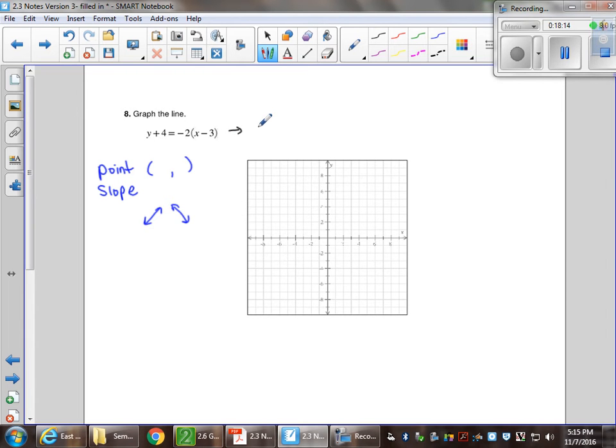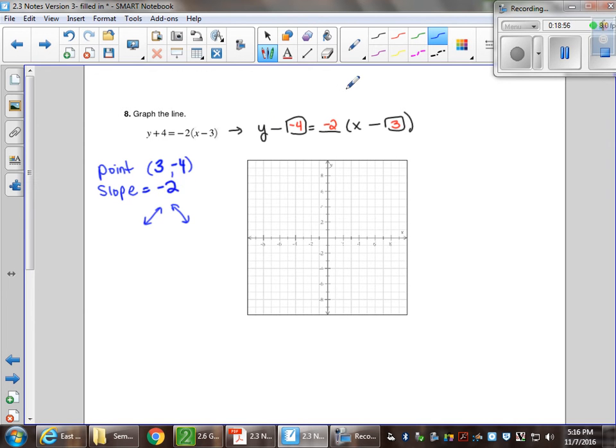So in my mind, I'm thinking this was y minus some number equals m, x minus some number. So now I look at my equation. Minus became plus. Oh, they must have plugged in a negative 4. My slope is negative 2. Minus stayed minus. They plugged in a positive 3. So my answer, what x value did they plug in? A positive 3. What y value did they plug in? Negative 4.